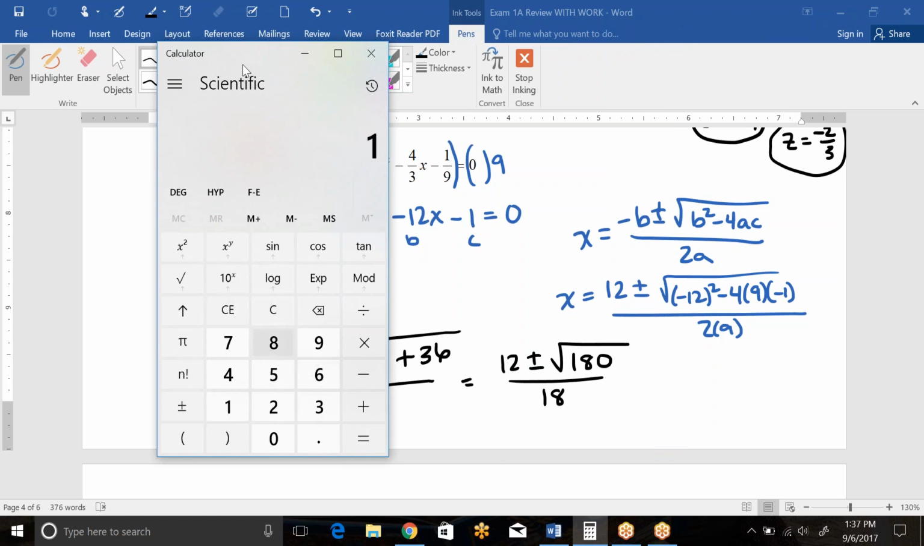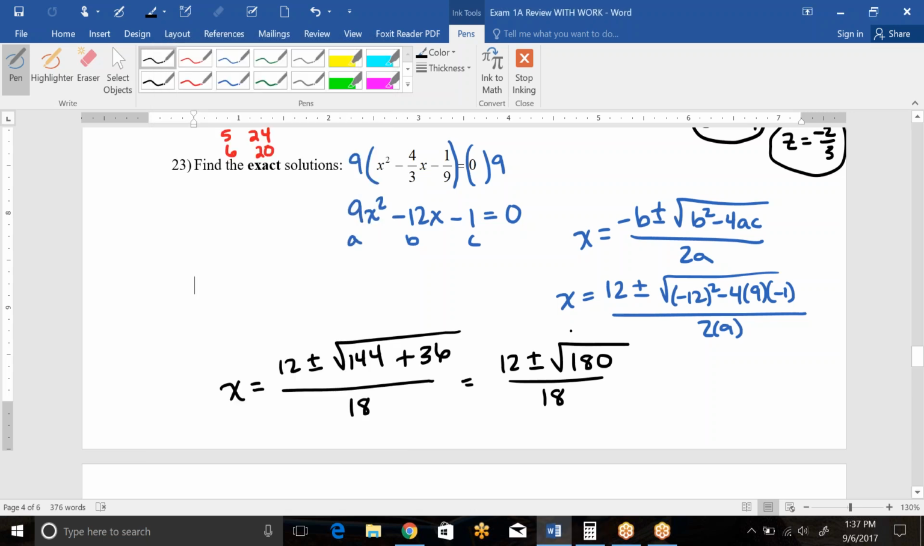So I'm actually going to try 36. Let's see if 36 goes into 180 evenly. And it does. And 5 is not a perfect square. So the biggest perfect square that goes into 180 is 36 times 5. So I'm just writing that right there. So this would be 12 plus or minus square root of 36 would be 6. We'd still have a square root of 5 over 18.